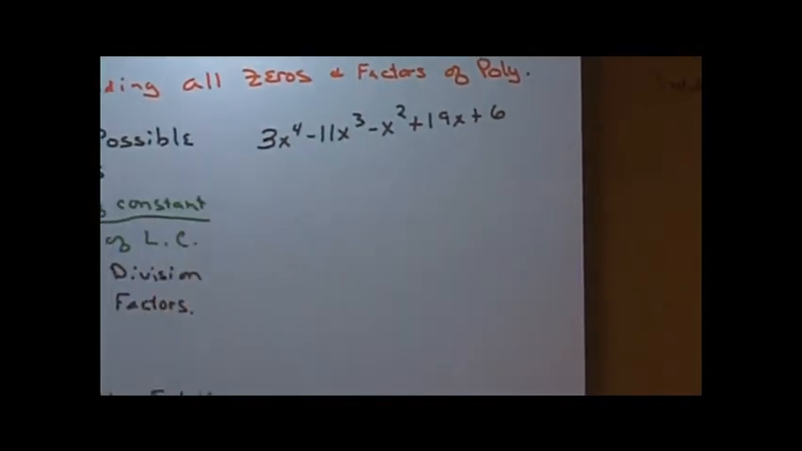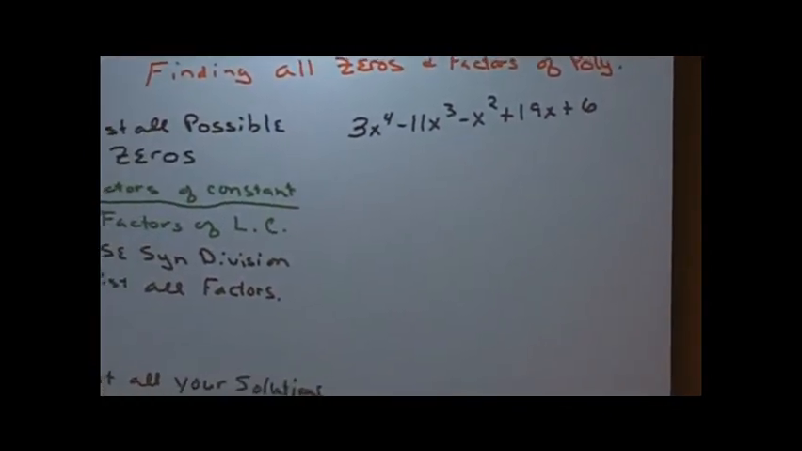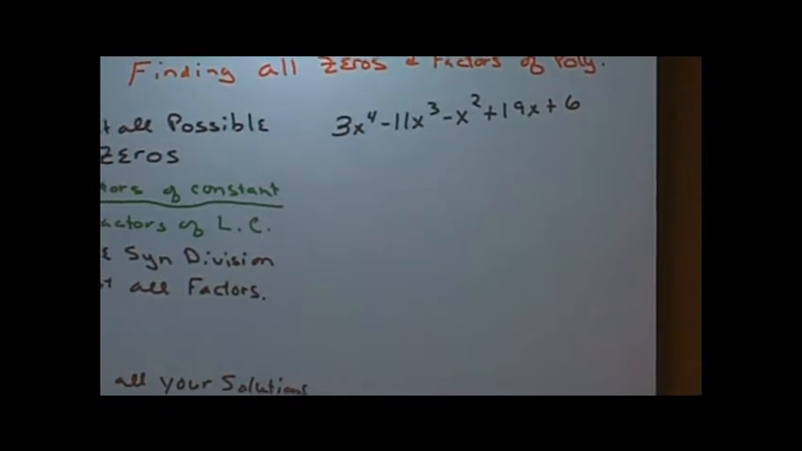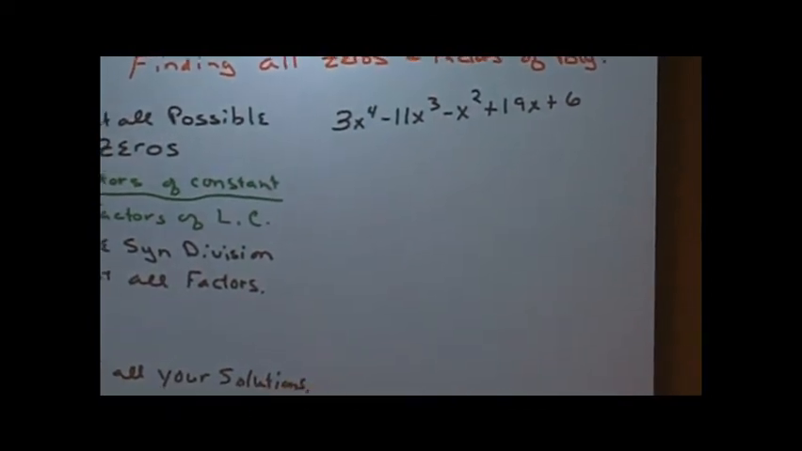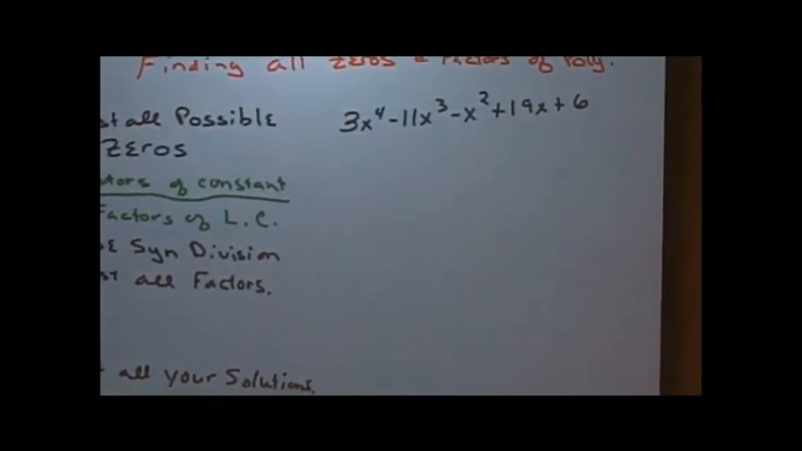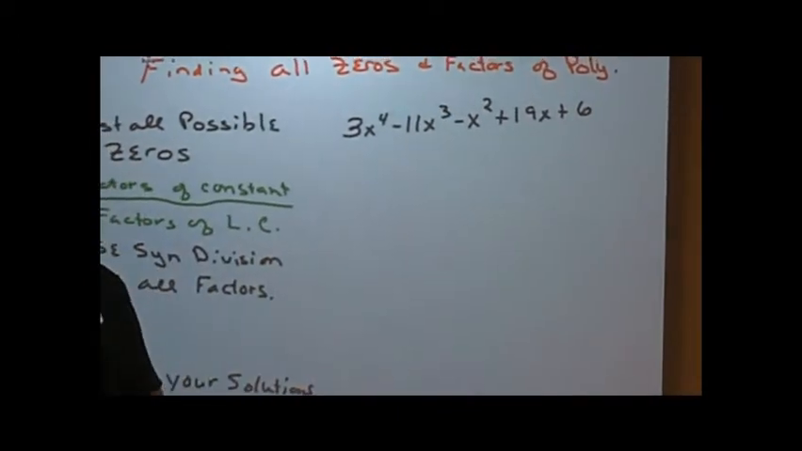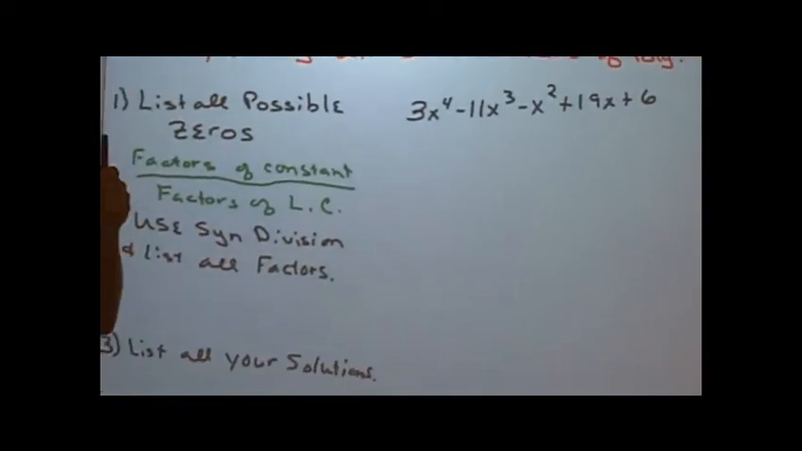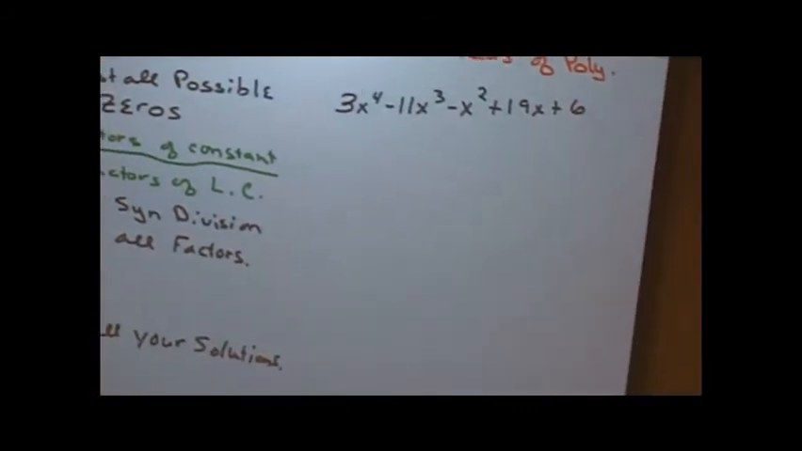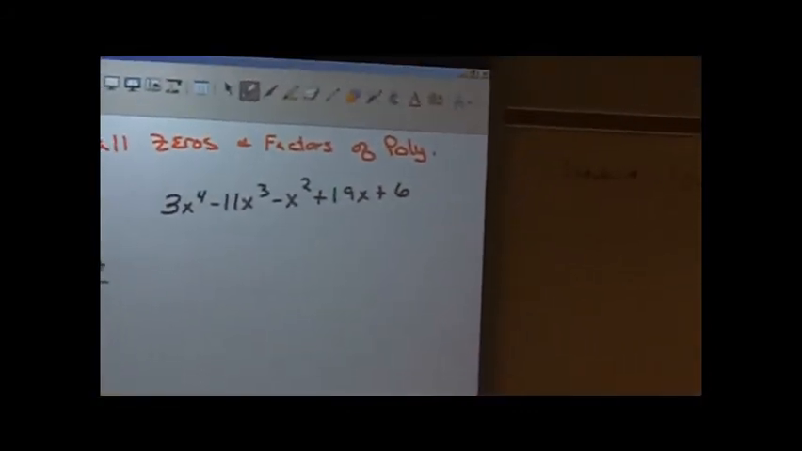Alright, so when I look at this, what's my degree? 4. So that means I'm going to have how many zeros? I'm going to have 4 zeros. The first thing I have to do is my what? Where do you get 4? Oh, degree, okay. Whatever your degree is tells you how many answers or solutions you're going to have. So you should technically have 4 factors too.